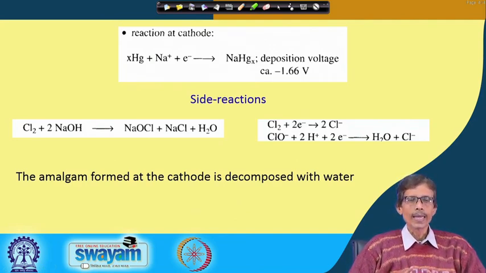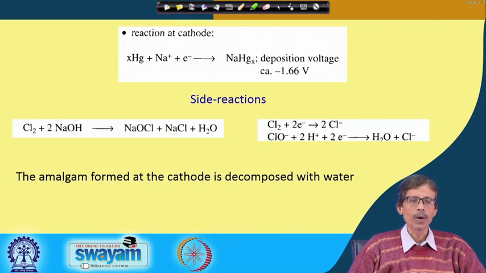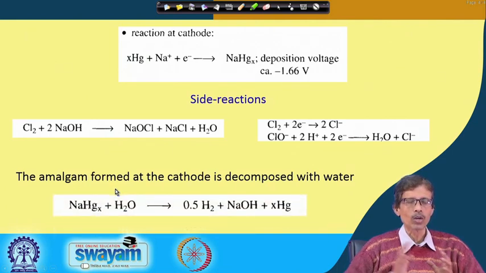So, your NaHgX in your hand and chloride is giving you the chlorine gas, and chlorine gas is leaving your chamber, and we are not getting that chlorine for your other purpose, that means the chlorine for your reaction with sodium hydroxide. So, amalgam formed at the cathode is next allowed to decompose with water.